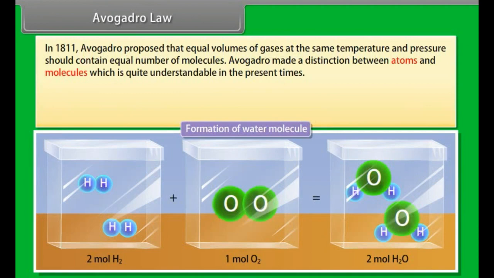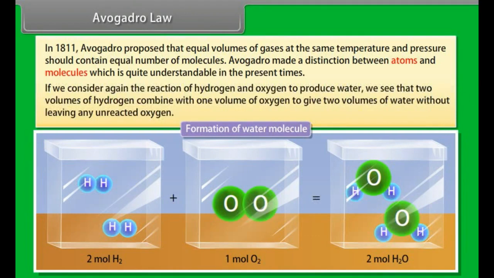Avogadro law. In 1811, Avogadro proposed that equal volumes of gases at the same temperature and pressure should contain an equal number of molecules. Avogadro made a distinction between atoms and molecules, which is quite understandable in the present time. If we consider again the reaction of hydrogen and oxygen to produce water, we see that 2 volumes of hydrogen combine with 1 volume of oxygen to give 2 volumes of water without leaving any unreacted oxygen.